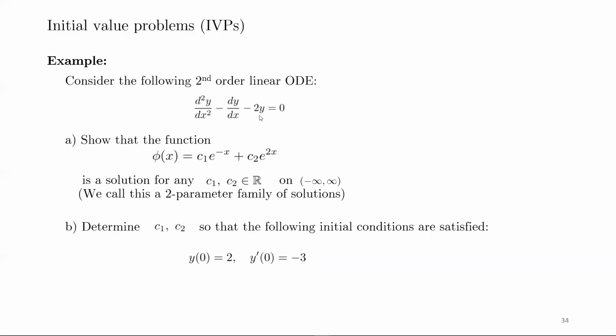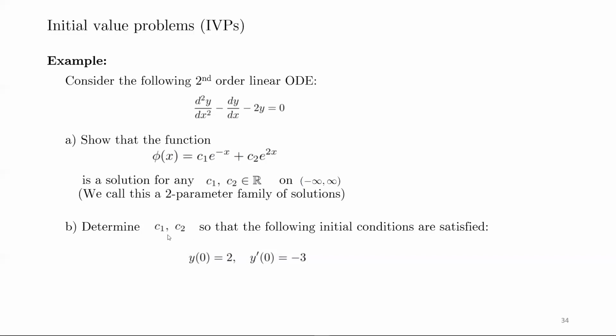So firstly we want to show that this function phi of x equals c1 e to the minus x plus c2 e to the 2x, where c1 and c2 are some numbers, is a solution to the ODE. We call this a two-parameter family of solutions because we've got two parameters. C1 and C2 are some numbers that we don't know yet. The solution will look quite different depending on the value of those two numbers, right? So firstly we want to show that that's a solution to start with.